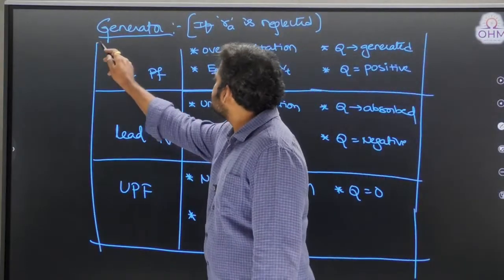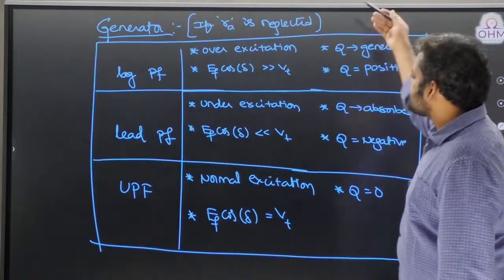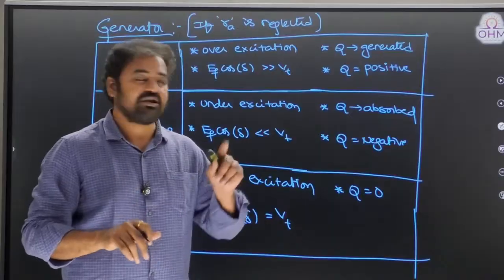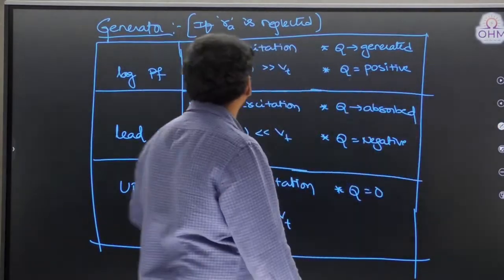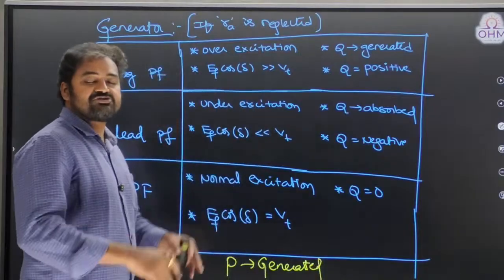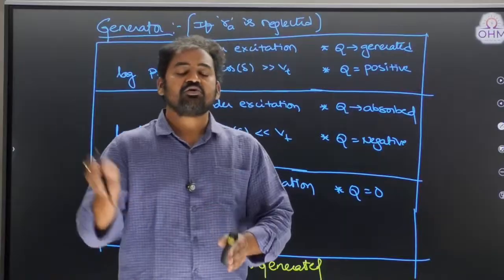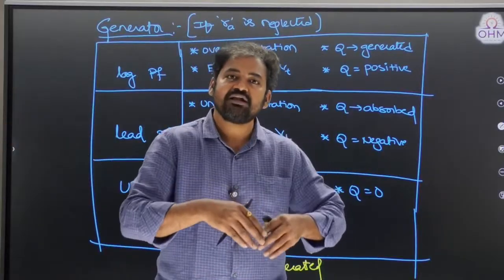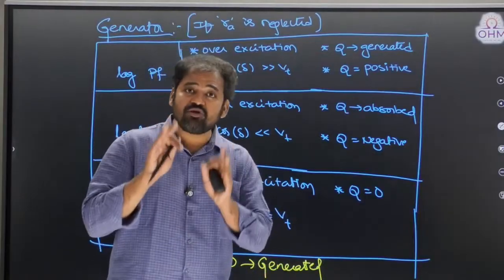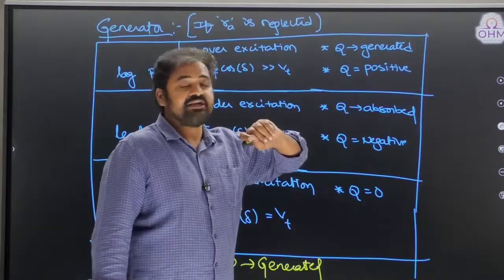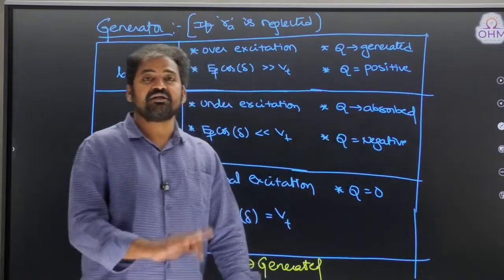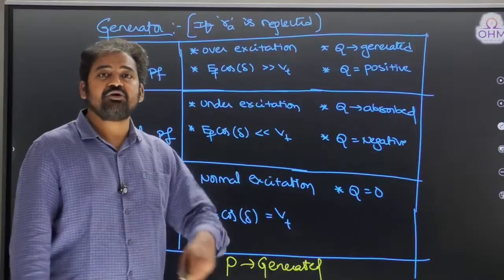And what about active power flow? In all these cases, what is the status of active power? That doubt may also come. Reactive power is sometimes generated, sometimes absorbed, sometimes neither generating nor absorbing. But what is the status of active power? Remember, if it is a generator, at any power factor, active power is always generated, because the property of a generator is to convert mechanical power to electrical power. Therefore, electrical power is always generated, irrespective of the power factor. But reactive power flow will change from power factor to power factor. In a lagging power factor case, reactive power is generated, in a leading power factor case it is absorbed, and in a unity power factor case reactive power is 0.